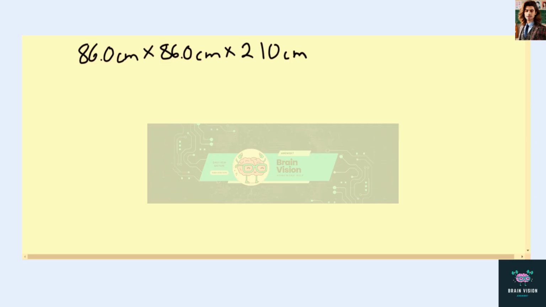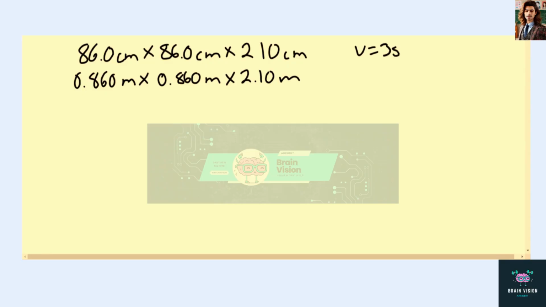Now, if we convert this into meters, we, of course, get 0.860 by 0.860 by 2.10 meters. And we're told that the speed of sound in this situation, v, is 355 meters per second.